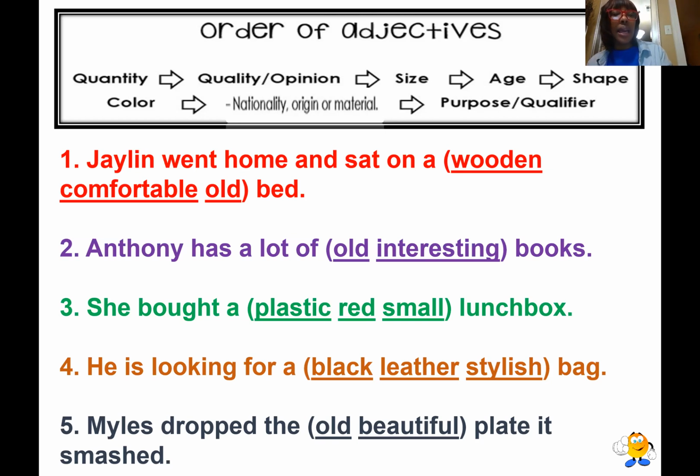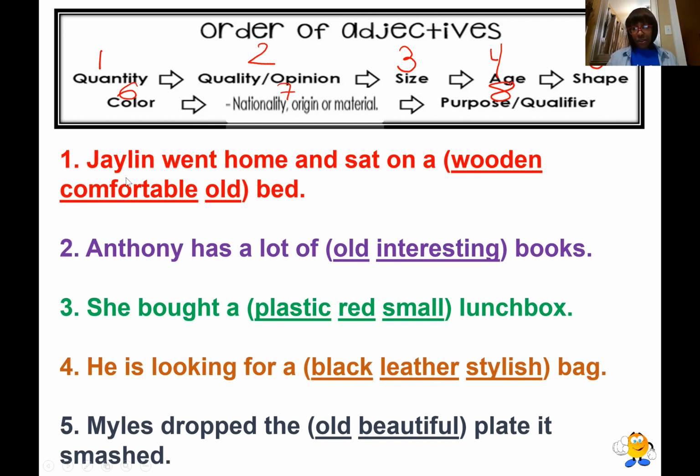So let me go ahead and do that. I'm going to put number one over quantity, number two over quality and opinion, number three over size, number four over age, number five over shape, number six over color, number seven over nationality, origin, or material, and then my last qualifier, purpose.